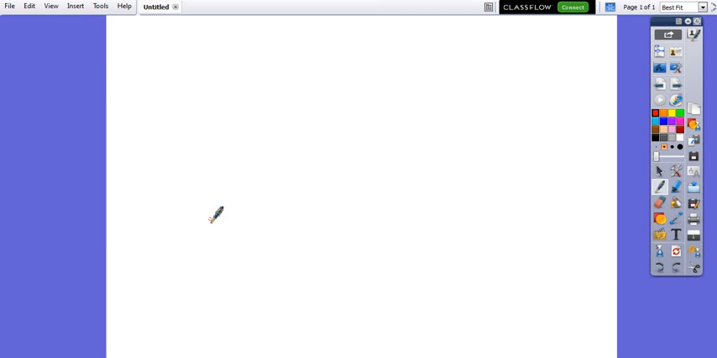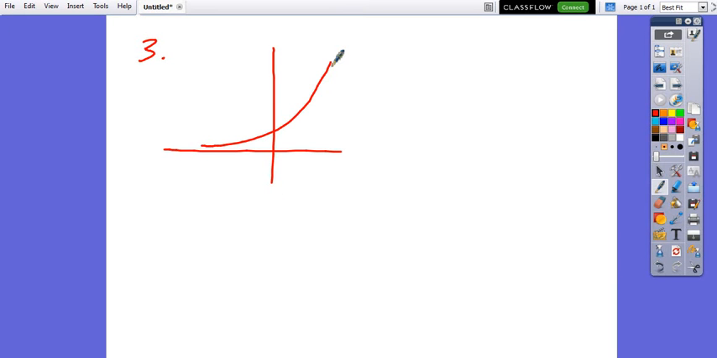All right, this is number 3 from the worksheet from yesterday, where we had to determine if it was even, odd, or neither, and show the reasoning. So first of all, we look at number 3, and the graph is doing this. It's an exponential function. So would you say that that is even, odd, or neither? Neither. It's neither. It's got to be neither.